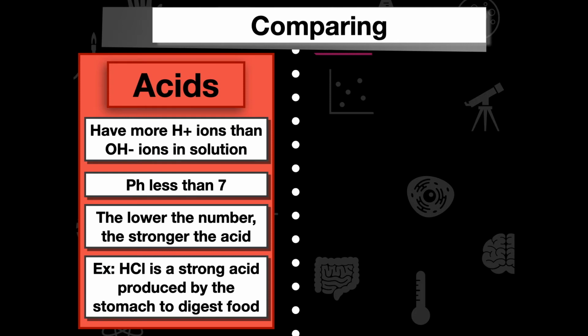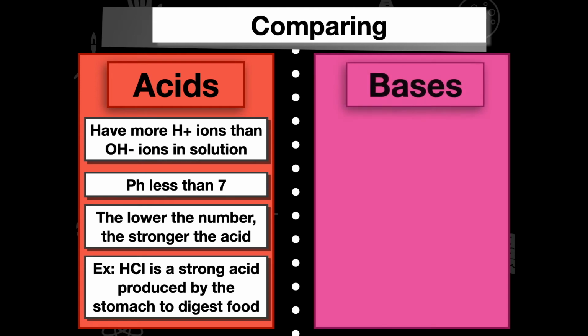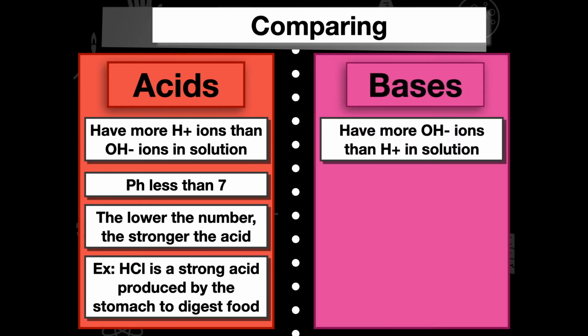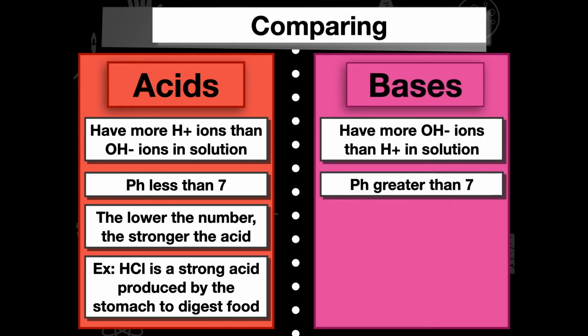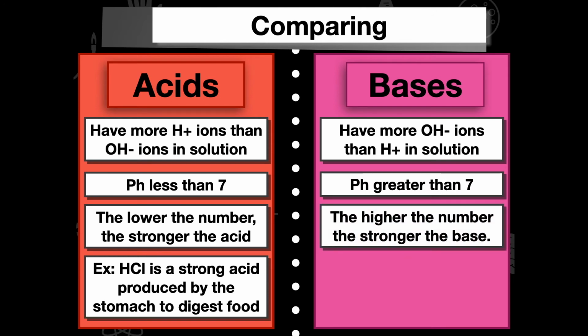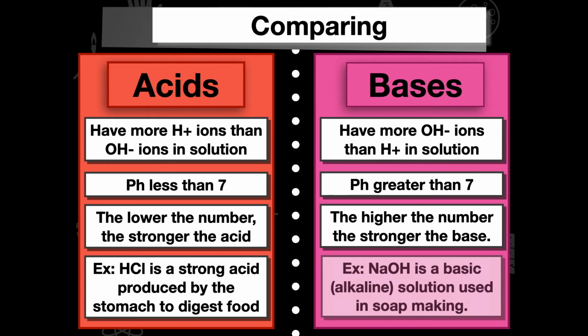If we compare that to a base, bases are going to have more OH- than H+ in solution. They have a pH of greater than 7. The higher the number, the stronger the base. An example of this would be a basic solution used in soap making or maybe toothpaste. More H+, it's an acid. More OH-, it's a base.